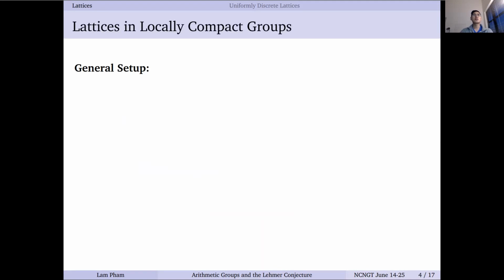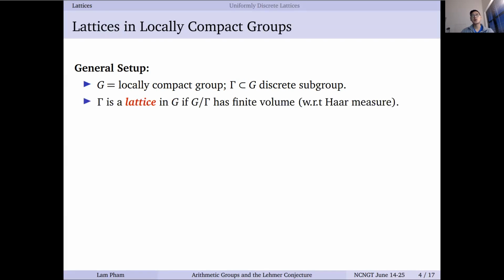So we always work in locally compact groups, and here's the general setup. We have a locally compact group G, and gamma is a discrete subgroup inside of G. Gamma is called a lattice in G if the quotient G mod gamma has finite volume with respect to a left invariant Haar measure.